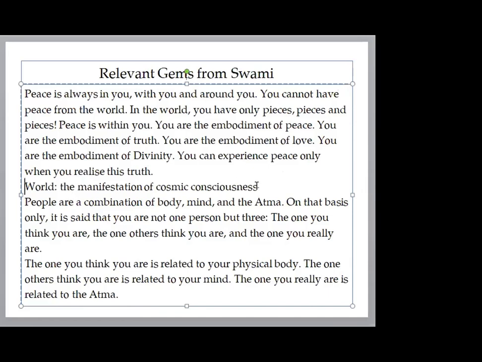The world is the manifestation of cosmic consciousness. People are a combination of body, mind, and the Atma. On that basis only, it is said that you are not one person but three: the one you think you are, the one others think you are, and the one you really are. The one you think you are is related to your physical body. The one others think you are is related to your mind. The one you really are is related to the Atma.